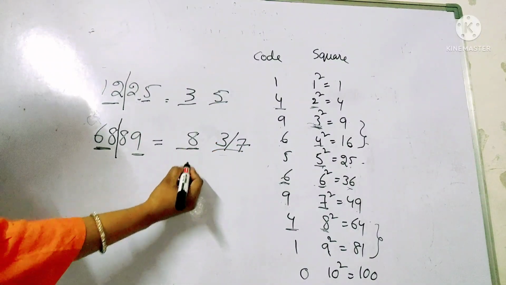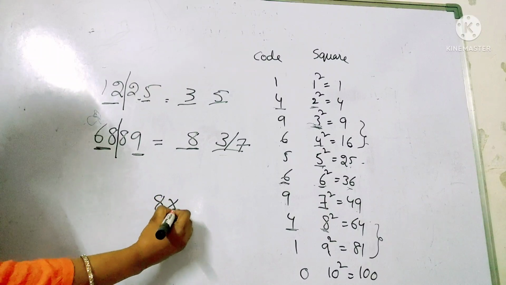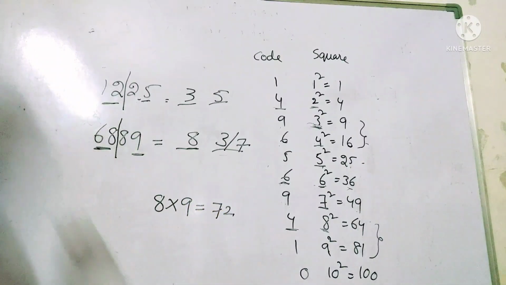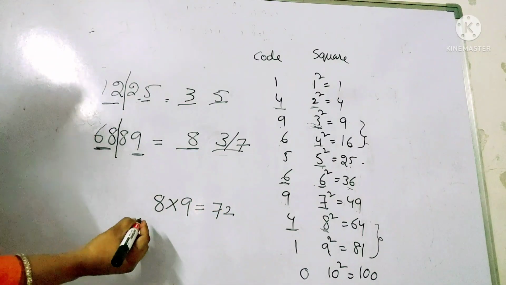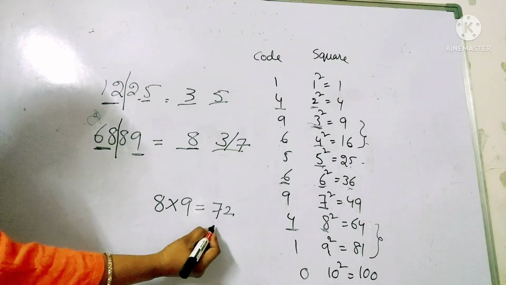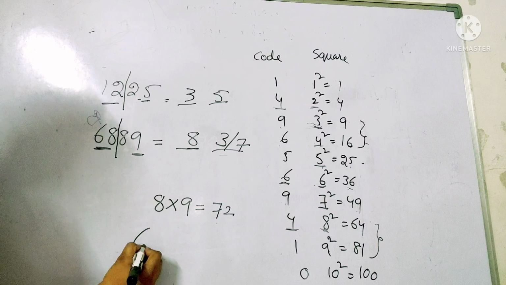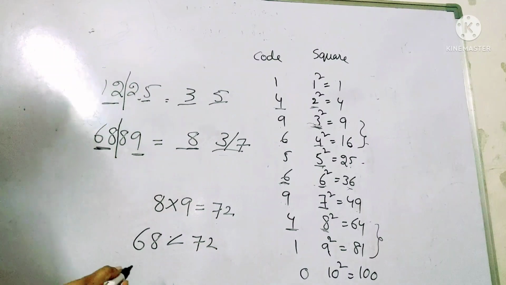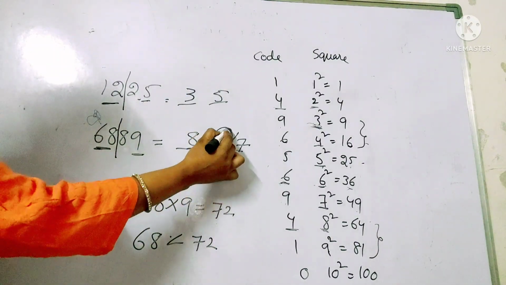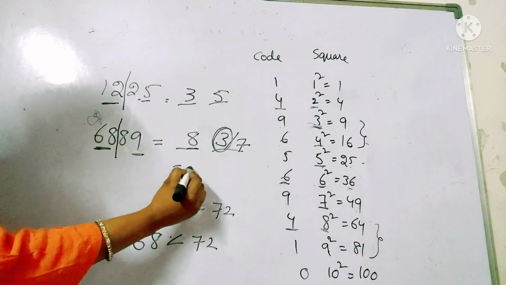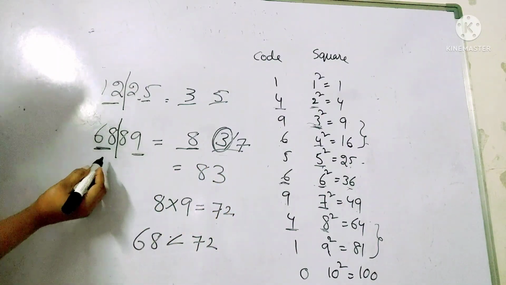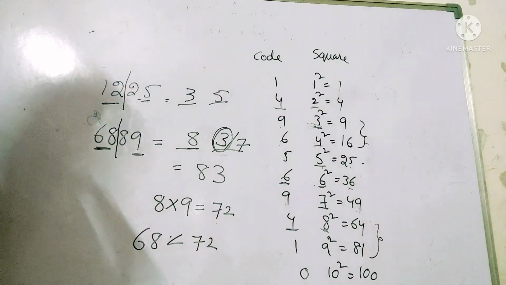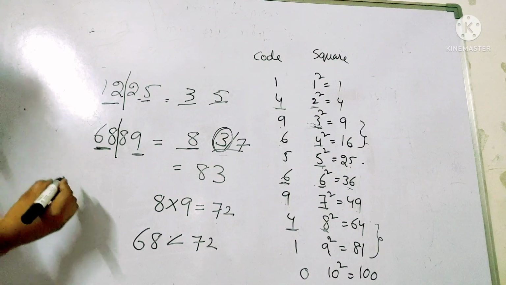How to see? The next step is 8 multiplied with the next number, that is nothing but 72. Okay, so now you have to compare. Is 68 less than 72 or greater than 72? 68 is less than 72. Okay, so you have to go for the small value, that is nothing but 3. So the answer for 6889 is 83.